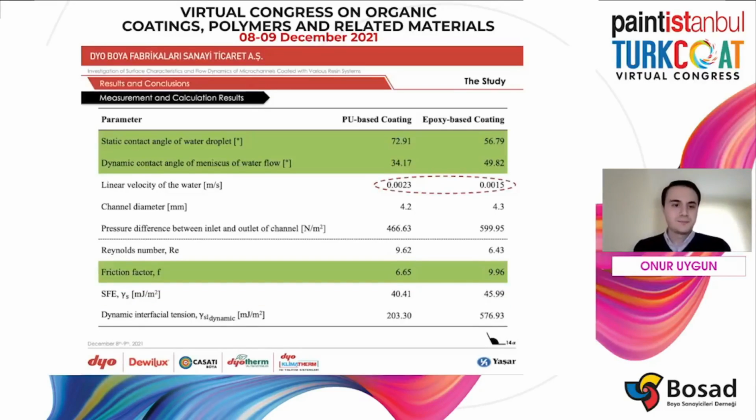So accordingly, it was expected that the friction factor of polyurethane coating will be lower than the friction factor of epoxy coating. And parallel to this, the dynamic contact angle in the polyurethane coated channel will be higher than the dynamic contact angle in the epoxy coated channel. So it is seen that the contact angle between the fluid, which is water here, flowing through the polyurethane coated channel, and the polyurethane coating is lower than the contact angle between water and epoxy coated channel surface.